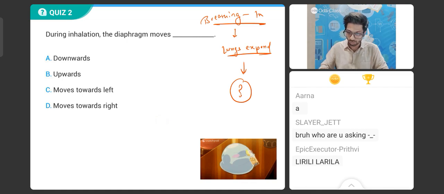My option is A. Chalo, always correct. Keep it up, guys. A is the answer because during inhalation, the diaphragm moves downward, not upward.